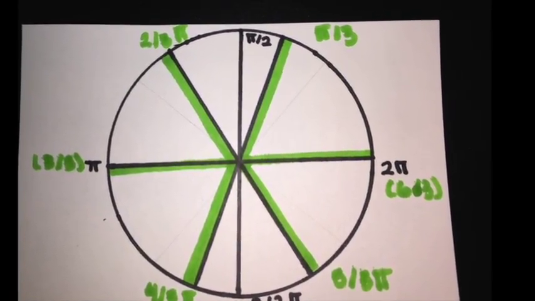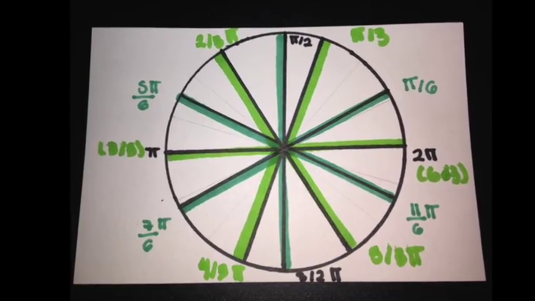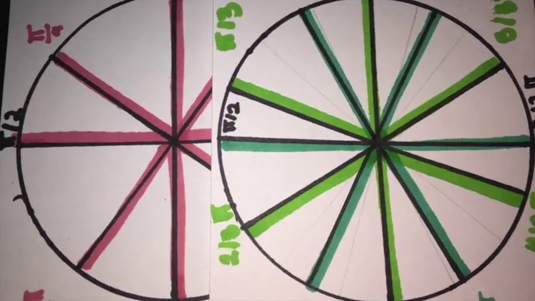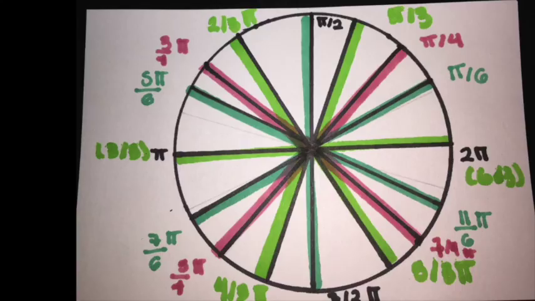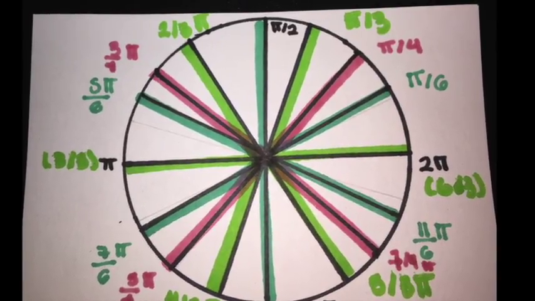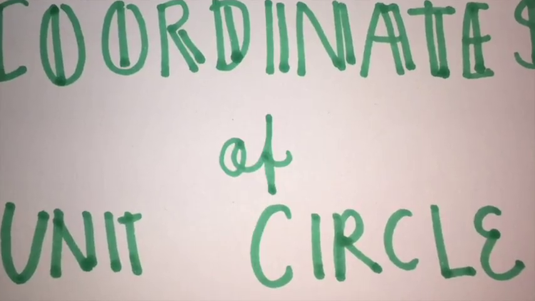After that, we're gonna move into the section of pi over 6. In this part, you're gonna count the thirds and the 6. And now, we're just gonna add these two circles and make them one. Now, these are all of the values of the unit circle. But now, we're gonna explain how to get the coordinates of the unit circle.